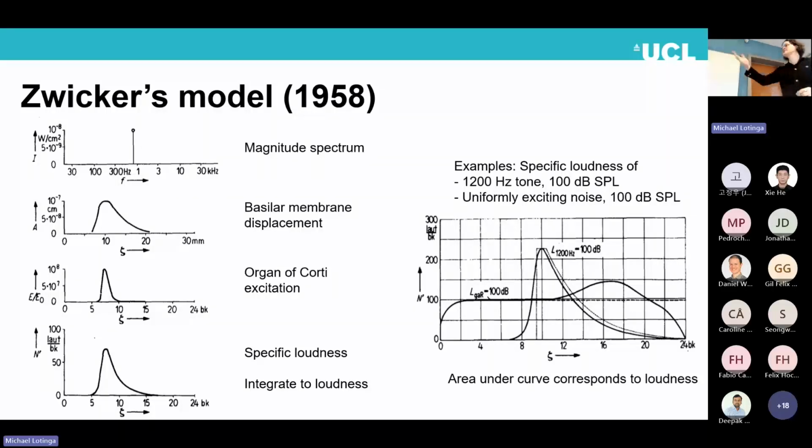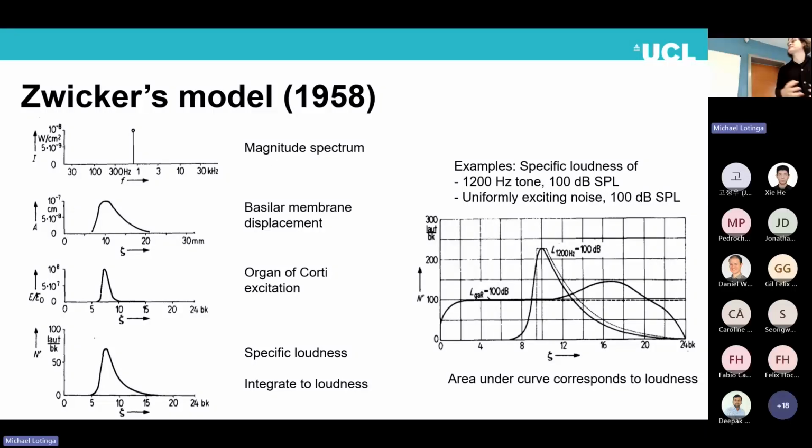You have a sound as an input, in this example, a pure tone. Based on the pure tone, you calculate the basilar membrane displacement. And from the basilar membrane displacement, you can calculate how much that excites the organ of Corti, how much it excites the hair cells. And this excitation is then converted to a quantity called specific loudness, which has the purpose that you can sum specific loudness across frequency to calculate loudness.